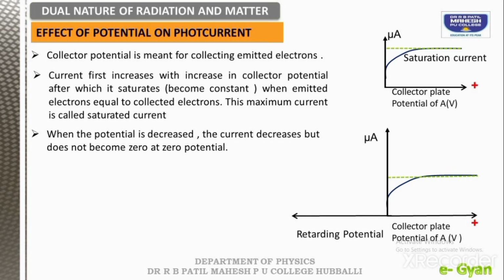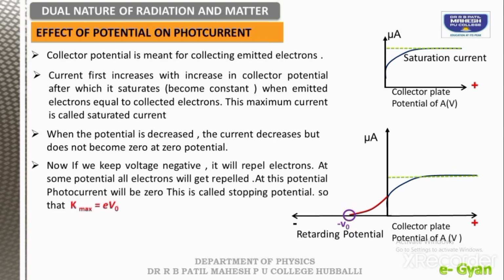In this case, by increasing the potential difference in the negative direction, we will get photocurrent zero, but the point where it reaches zero will be at a negative potential. That we call the stopping potential, and we can say that minus V naught is the stopping potential. Here, the maximum kinetic energy electrons will all be repelled.